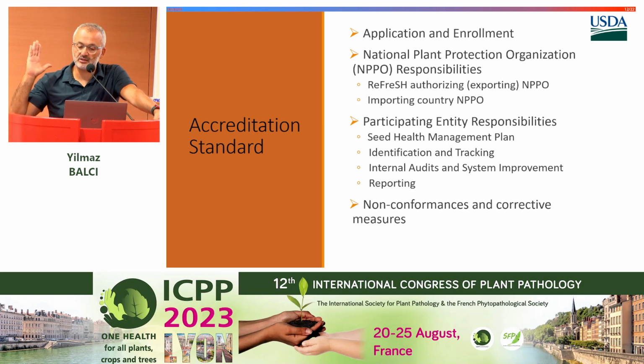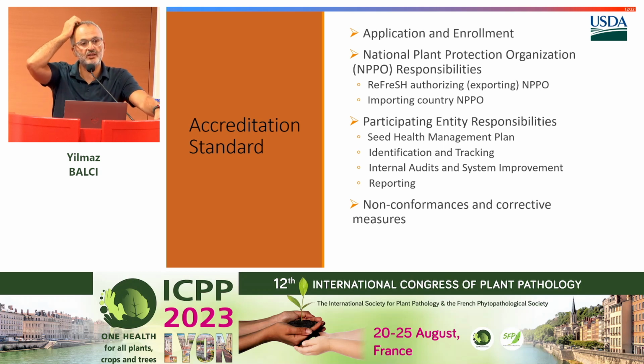Then the second thing is about the entity who is participating. Let's say Bayer as an example. So what they need to provide. The seed health management plan. So all these pests, viruses, whatever, how do they manage it in their practice? So they provide the information, identification, tracking, audit system, and reporting. All of that information must be provided so for us to evaluate participation. And then, of course, another important thing is what happens and who should do what if non-conformances are encountered, and what are the corrective measures. So basically, we are starting from the very beginning to the end to collect all the information that will be useful for us as an NPPO to understand the practice and be clear on the roles and responsibilities.